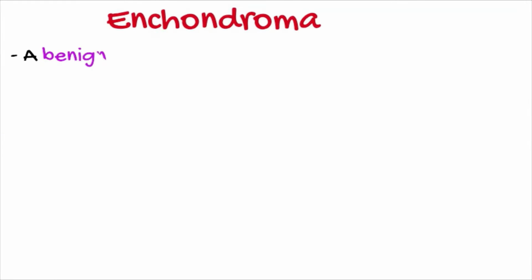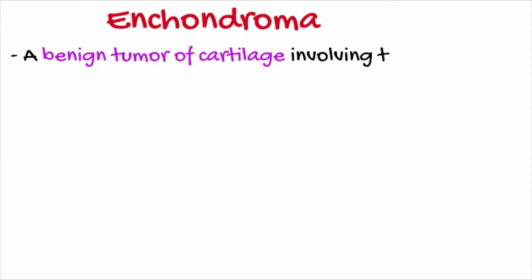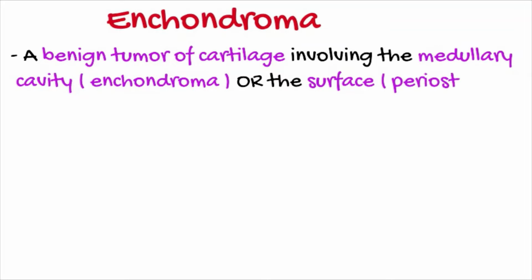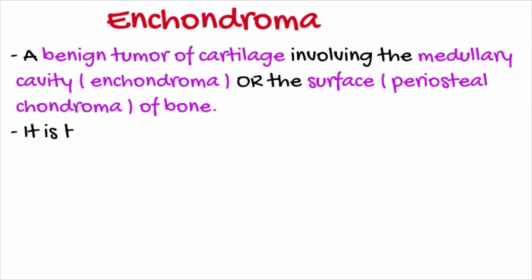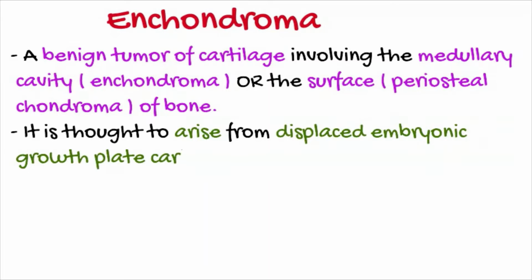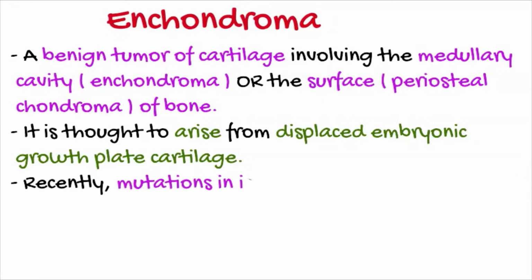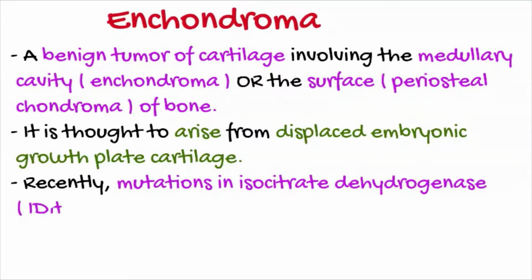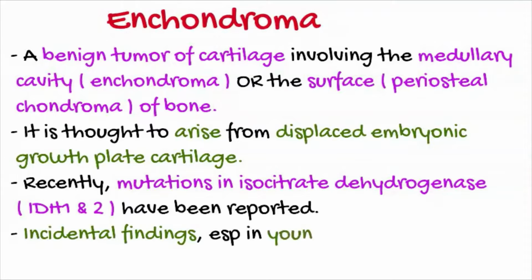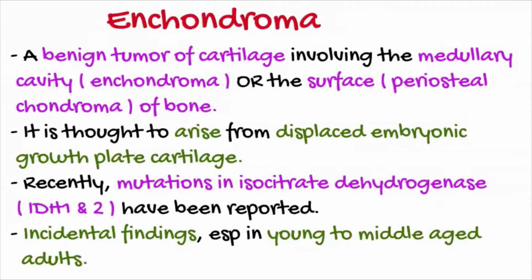For enchondroma, it is a benign tumor of cartilage involving the medullary cavity, enchondroma, or the surface, periosteal chondroma, of bone. It is thought to arise from displaced embryonic growth plate cartilage. Recently, mutations in isocitrate dehydrogenase IDH1 and 2 have been reported.